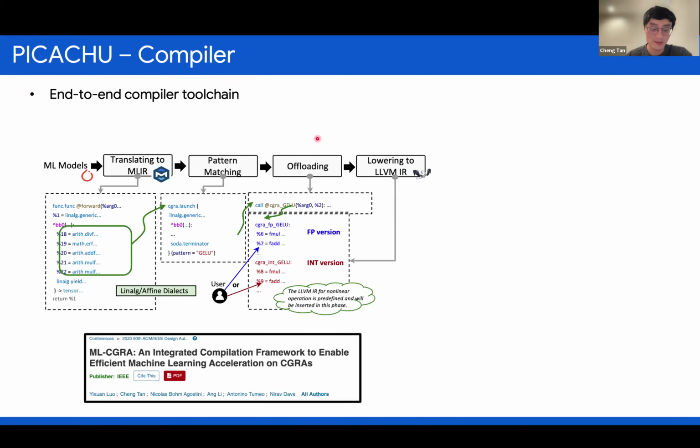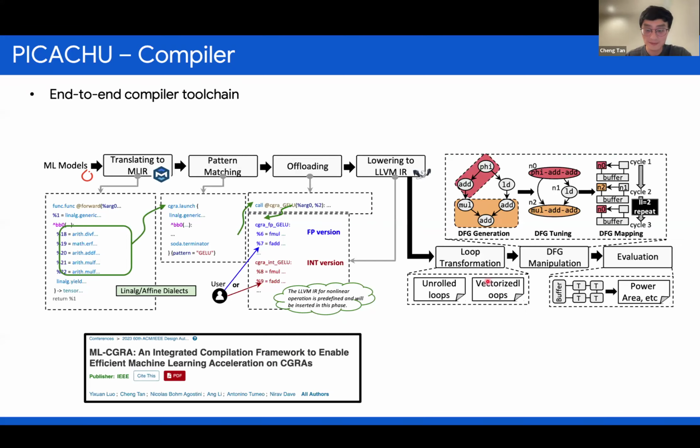So this part of machine learning lowering to accelerator is previously published, also proposed by us, called ML CGRA. It's an integrated compilation framework on top of MLIR. And then once you lower to LLVM IR for the nonlinear operation, you can do the conventional things like unrolling, vectorization, and DFG generation and map onto the CGRA. This part is the conventional LLVM CGRA compiler I mentioned before.